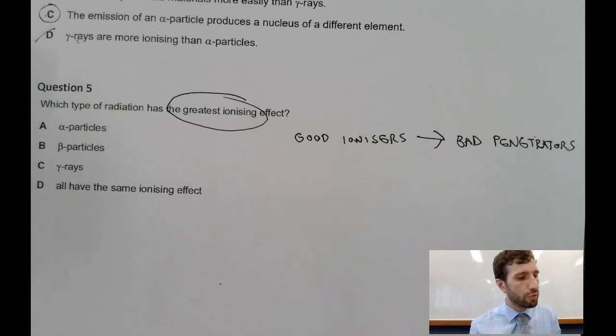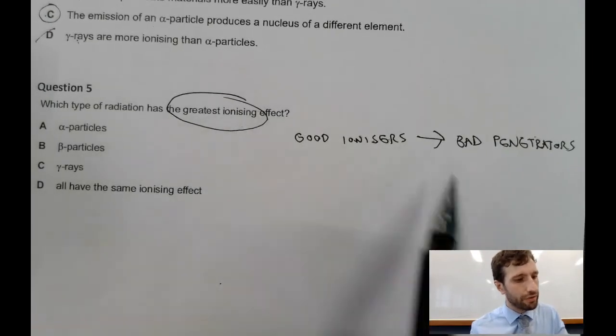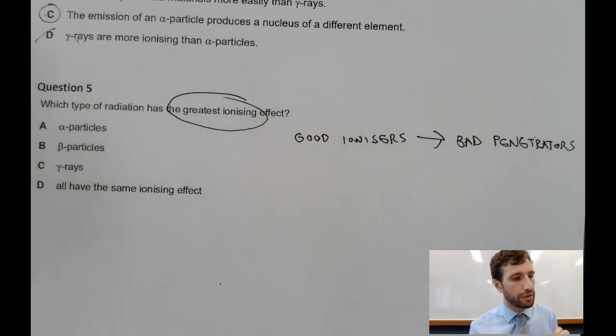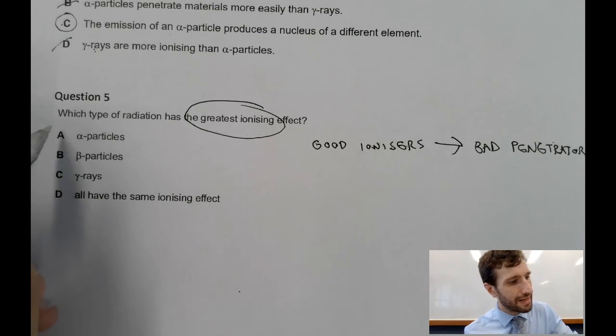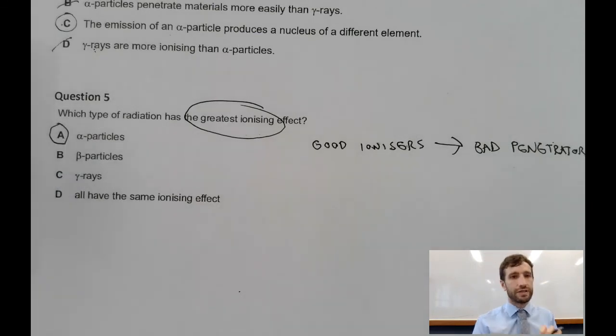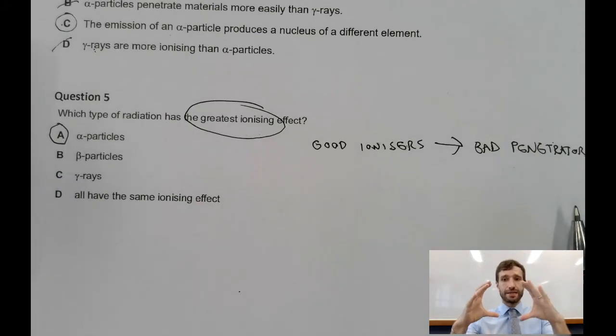So if you're wanting to think about which one has the greatest ionizing effect, you think about the one with the worst penetrating effect. Well, alpha is very much our worst penetrator, and so this means it is our greatest ionizer. And the reason for this is a big mass and a big charge. It means it's involved in lots of interactions.